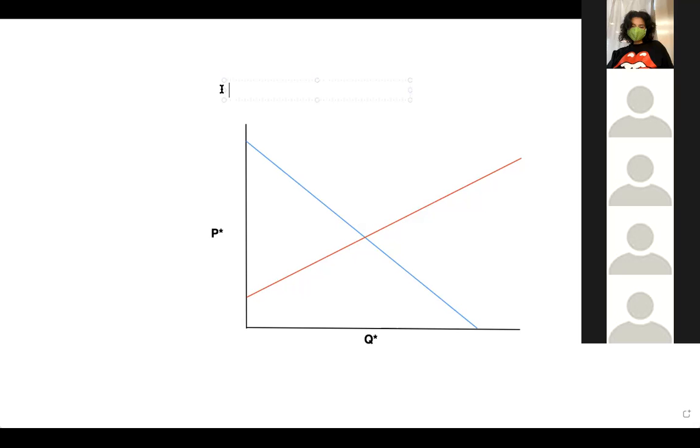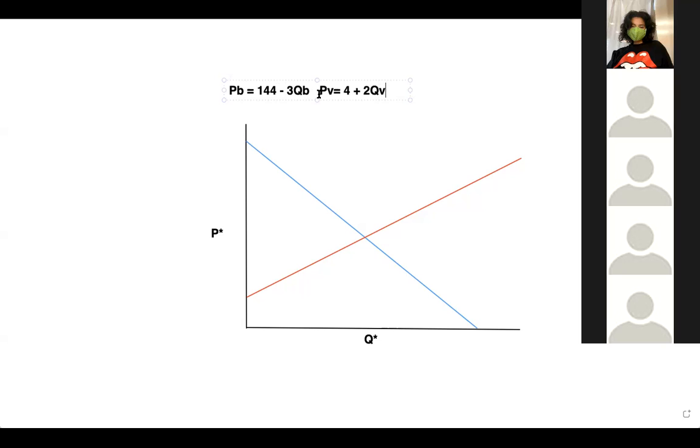Because you said you got 28 in a different way, let's take a look at this. PB is equal to 144 minus, what did you say? 3 QB. And then our supply equation is PV is equal to 4 plus 2 QB. Okay.